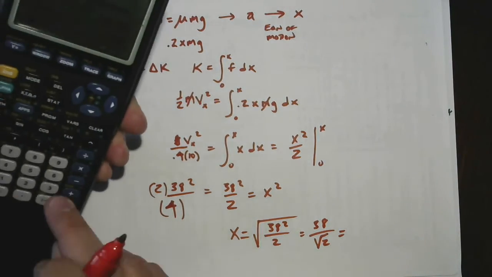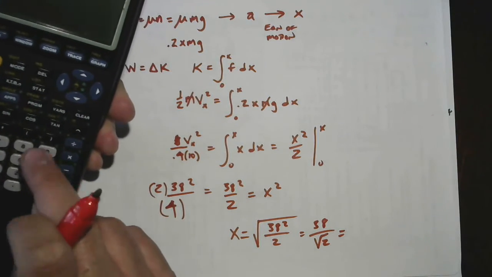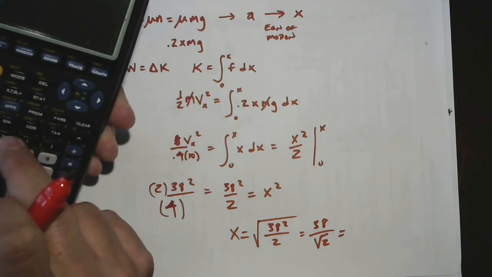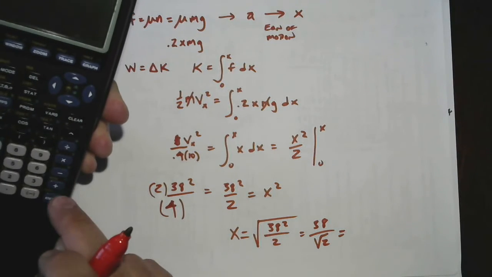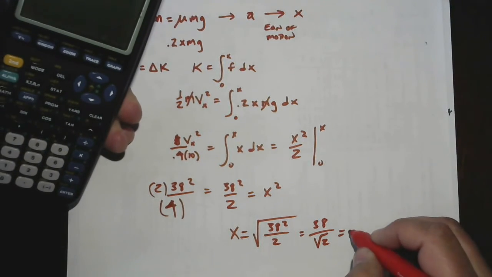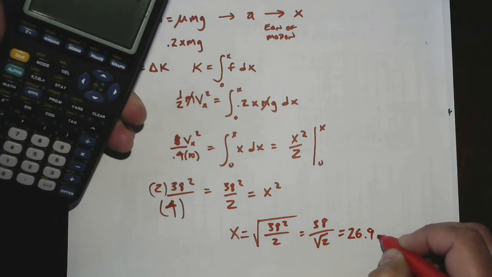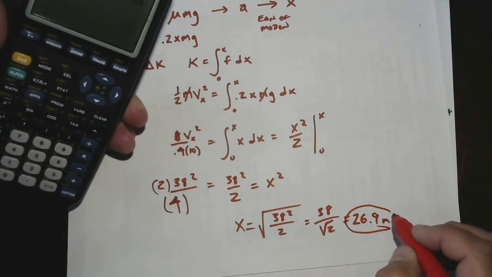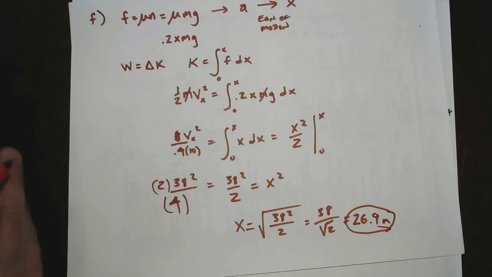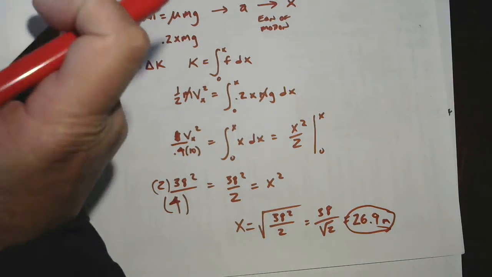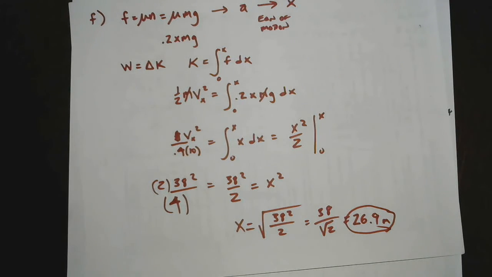Oh, my calculator turned off. Click, 38 divided by parentheses square root 2 in parentheses, or 26.9 meters. So we're going to skid along the ground about 26.9 meters, which is the correct answer. So that is how to tackle this problem.